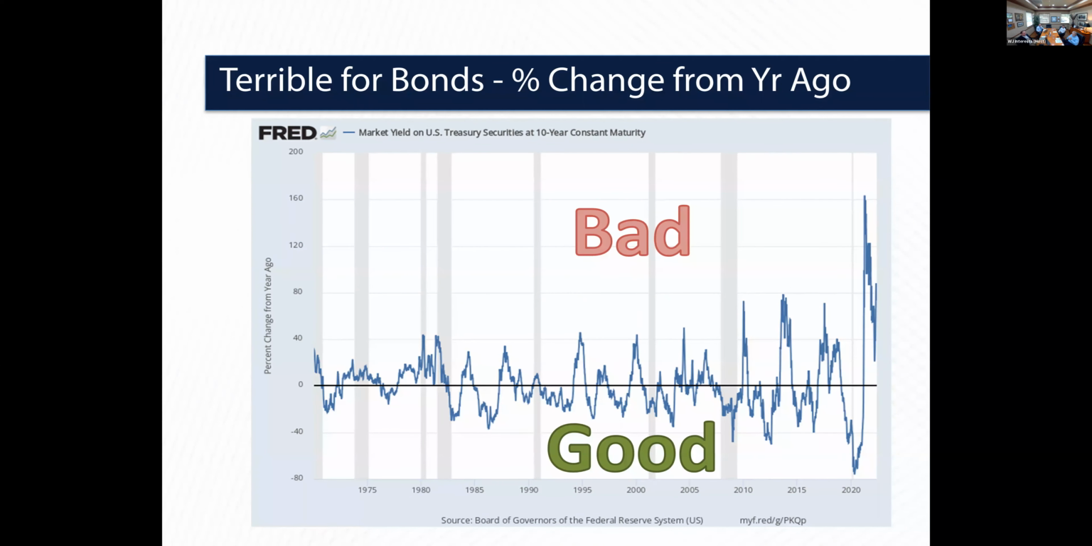The higher this number, the worse it is for bonds, so the more bonds are going to drop in value. I put the bad on there to show you that anytime it's above 0, then over that past year, the value of bonds has dropped. It can go the other way too. We can see that just as recently as 2020, bond returns were fabulous because interest rates went from like 2.5 at the high down to 0.5. Now they've gone from like 0.5 back up to 3. And you can see the dramatic increase, 160% at one point.